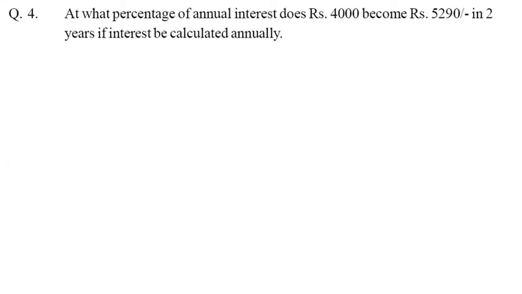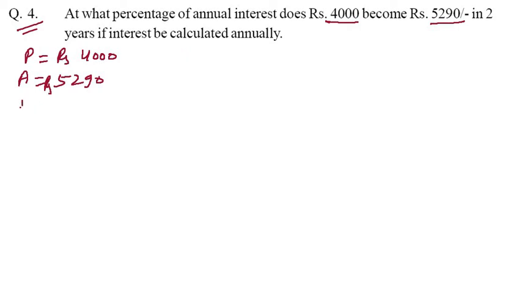Now come to the next question, number 4. At what percentage of annual interest does rupees 4000 become this one? So principal is given, that is rupees 4000, and the amount is also given, that is 5290 rupees, in 2 years. So time will be given as 2 years. What percentage of annual interest? So that is the rate of interest. We want to find R. R is the question mark.